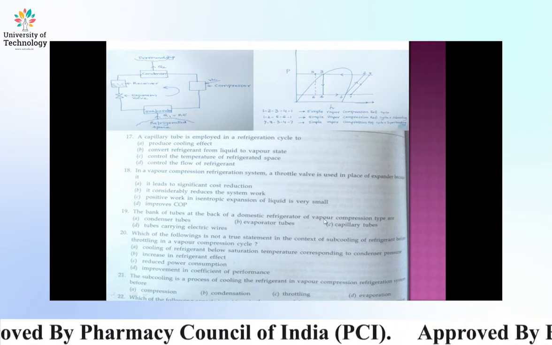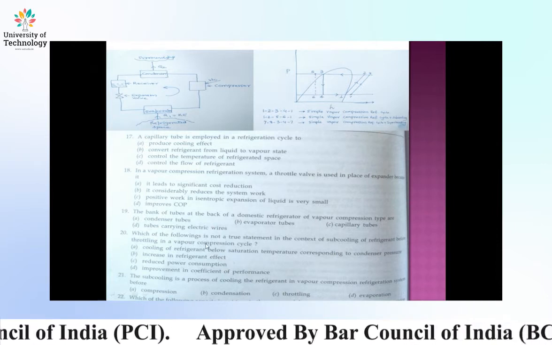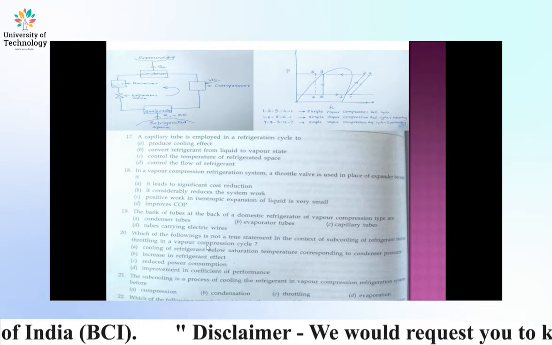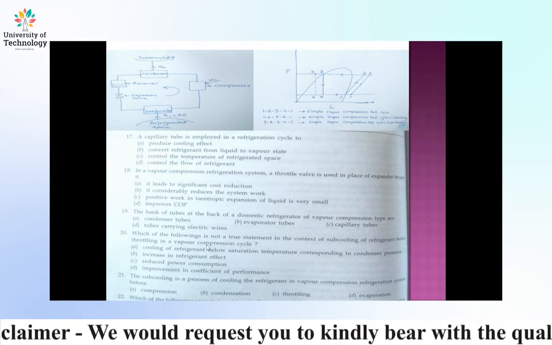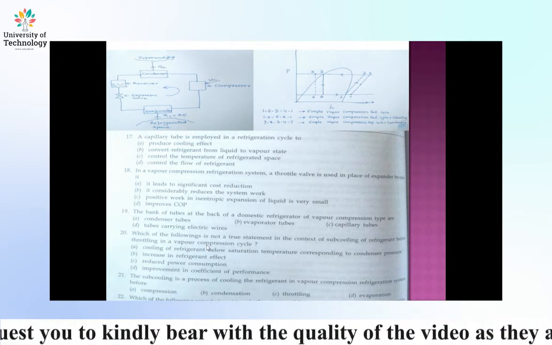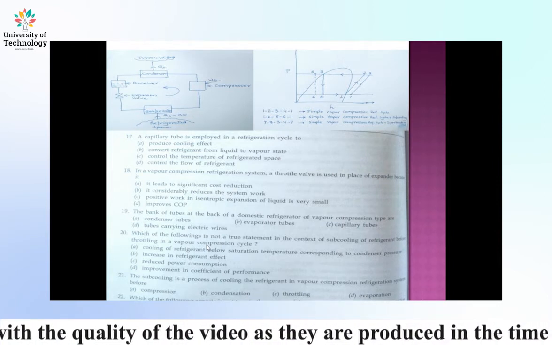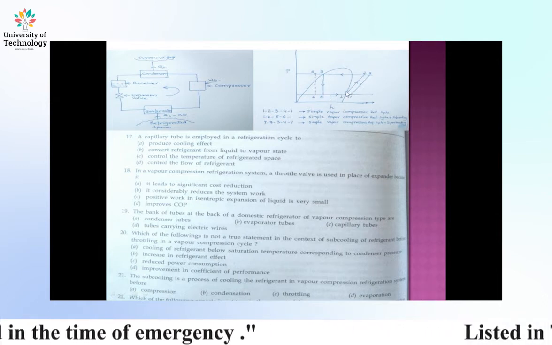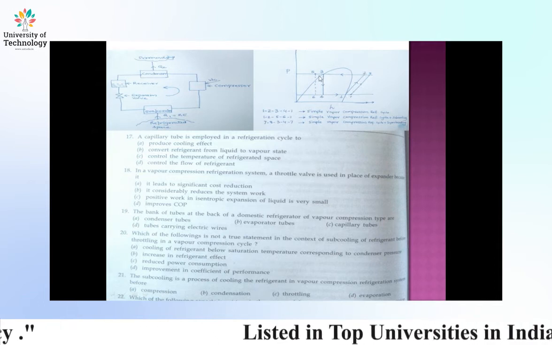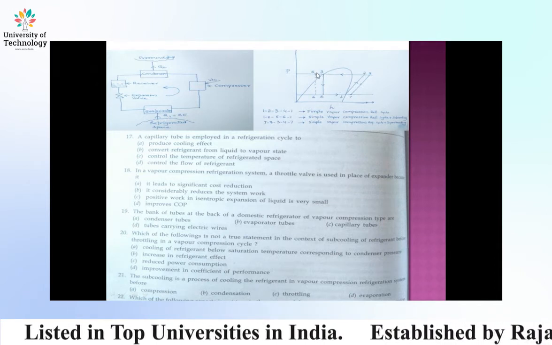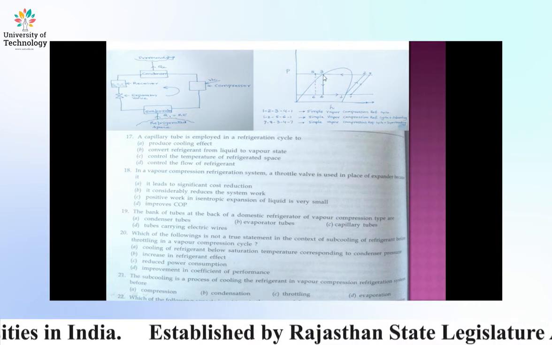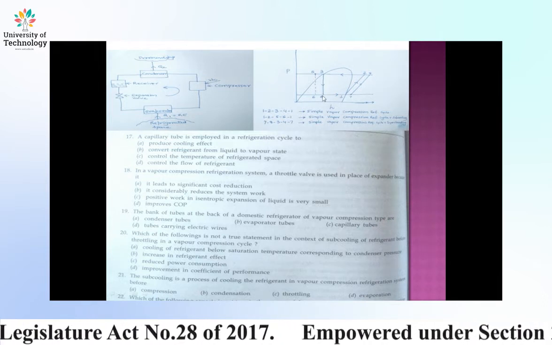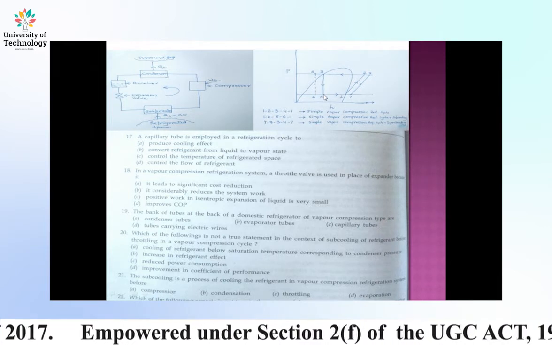Now question number 20. Which of the following is not a true statement in the context of subcooling of refrigerant before throttling in a vapor compression cycle? Look at this PH diagram. 1, 2, 3, 4, 1 is the simple vapor compression cycle. Then 1, 2, 3, 5, 6, 1 is subcooling. 3 to 5 is the subcooling before the throttling device. By doing subcooling, point 4 shifts to point 6. In the initial case, the refrigerating effect is 1 to 4. In this case, it is 1 to 6.